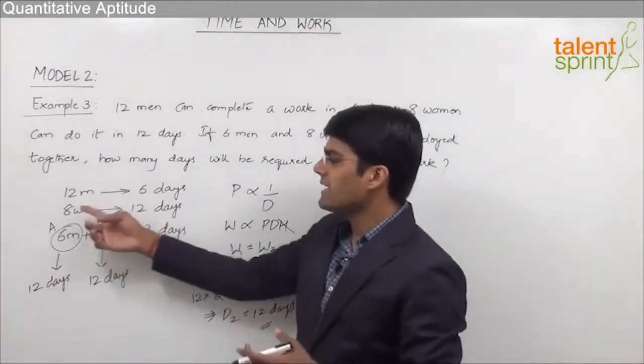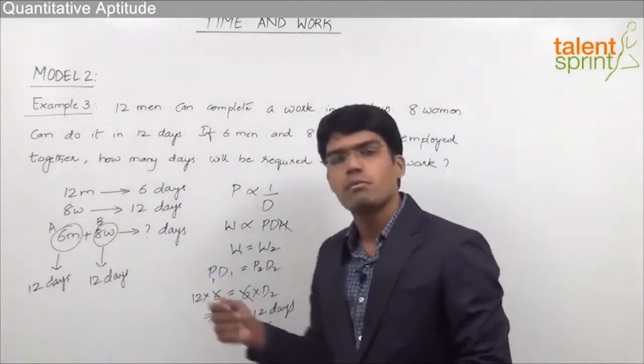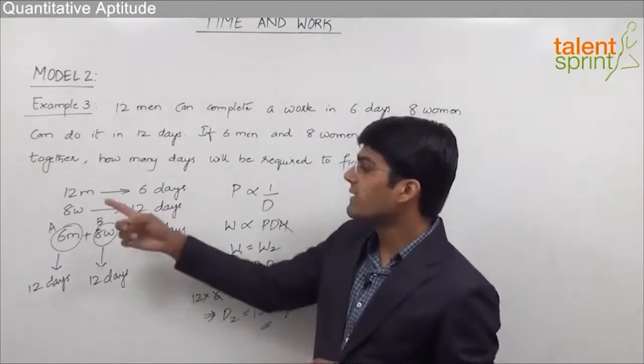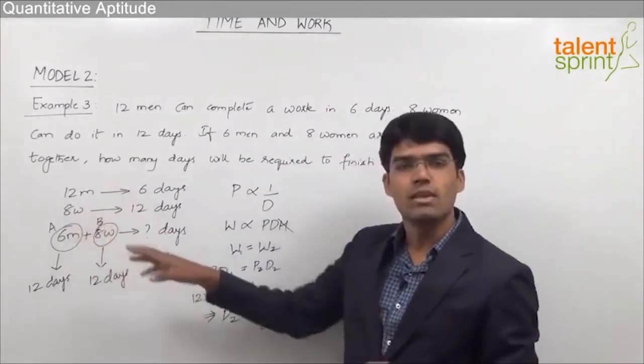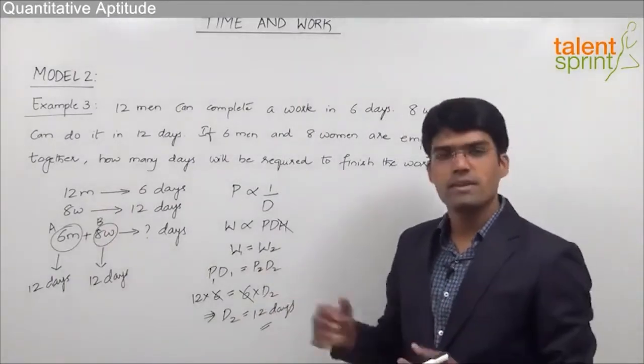But in this case, as we can see that the number of men are becoming half, directly we can say that the number of days should be double. Otherwise, when there is no direct relationship between the number of men in these two cases, we can use this concept of P1 D1 equals P2 D2 to get the number of days.